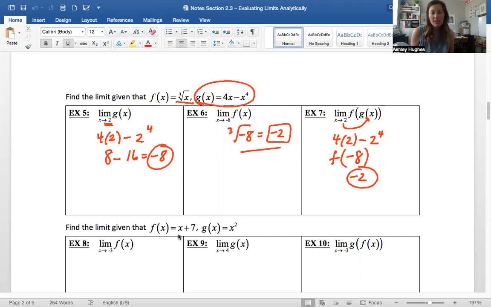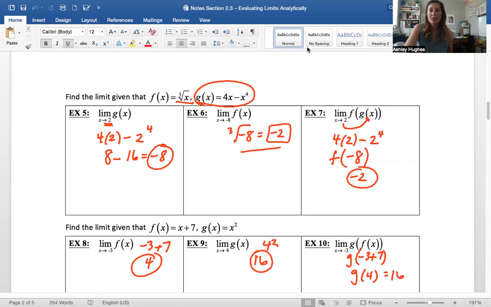Given that f of x equals x plus 7, g of x equals x squared, find the limit as x goes to negative 3 of f. So that would be negative 3 plus 7, which is 4. This would be 4 squared, which is 16. And this would be negative 3 plus 7, and then g of 4. So that is g of 4, which is what we did here, which is 16.